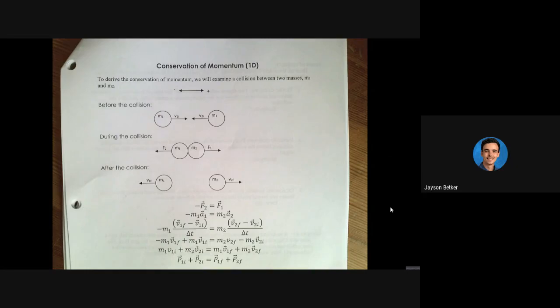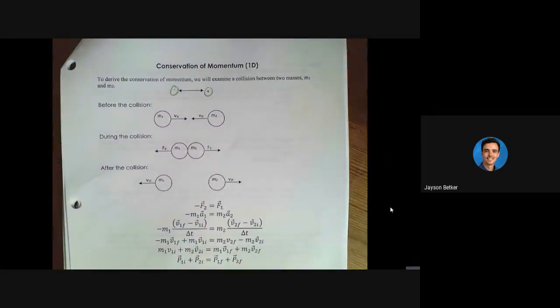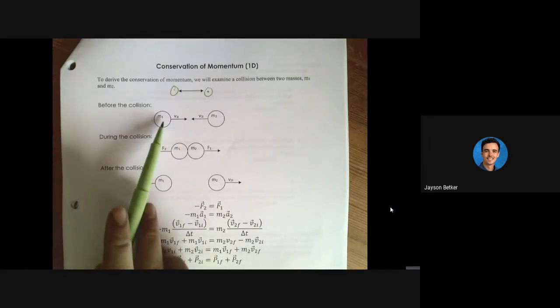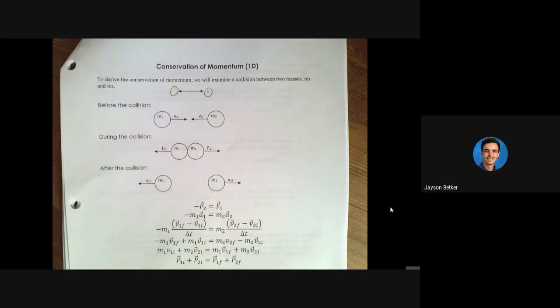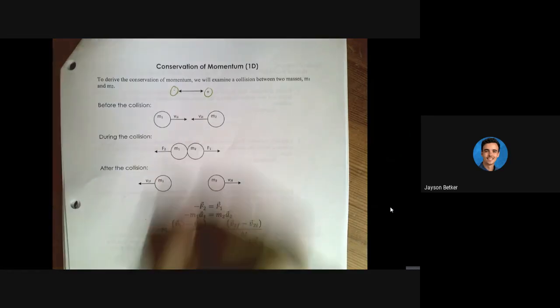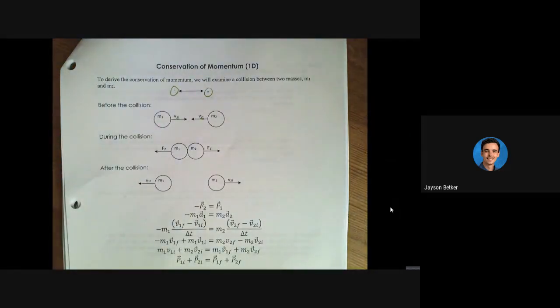To derive the conservation of momentum, we have to examine a collision between two imaginary masses, m1 and m2. I've decided that the positive direction is going to be to the right and the negative direction is going to be to the left. Before that collision, you have the two objects themselves. M1 is moving to the right with an initial velocity of v1, and m2 is moving to the left with an initial velocity of v2. Because I have two different objects, I'm calling them m1 and m2, so their velocities become v1i and v2i, where the i just stands for initial. So you've got an initial velocity.